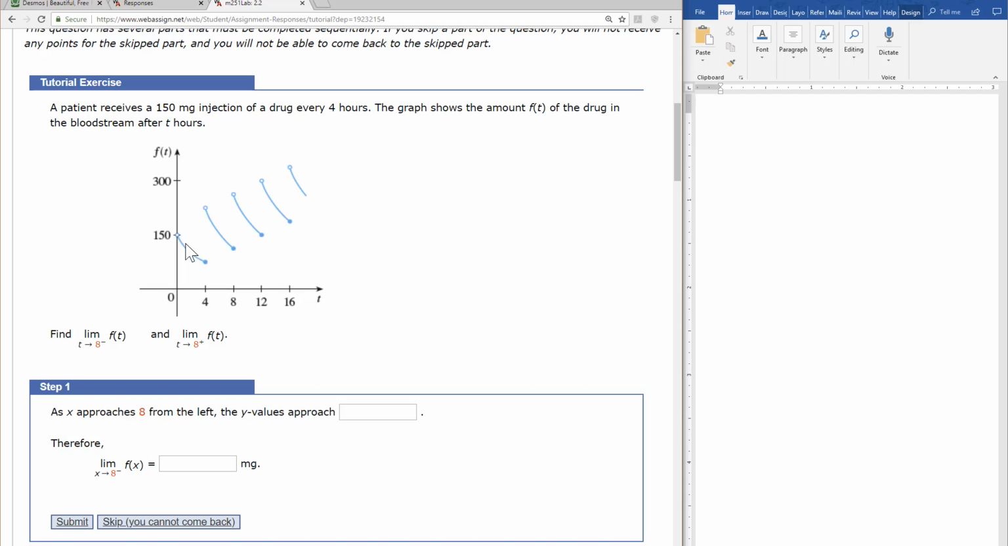So that looks like it's a little bit less than 150. I don't know how much less, so I'm going to have to guess. So maybe there's about 100 milligrams of the drug left. And so therefore the limit as x approaches 8 from the negative side of the function is going to be 100 milligrams. So let's check this.